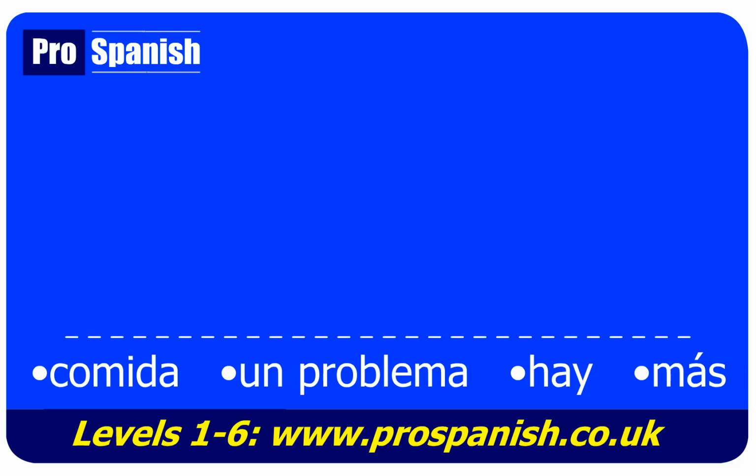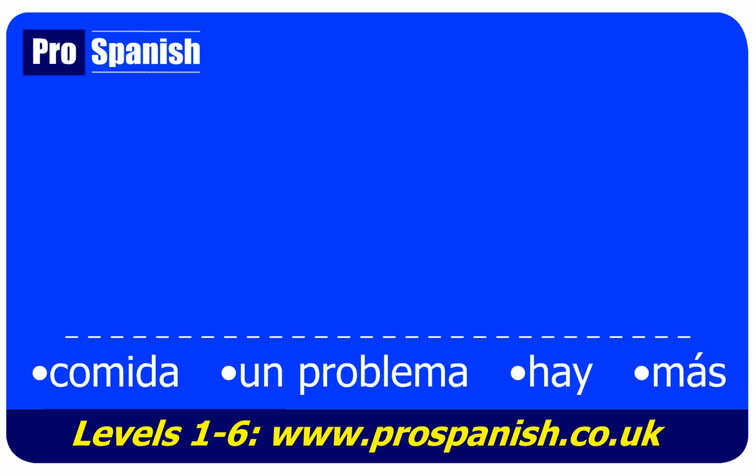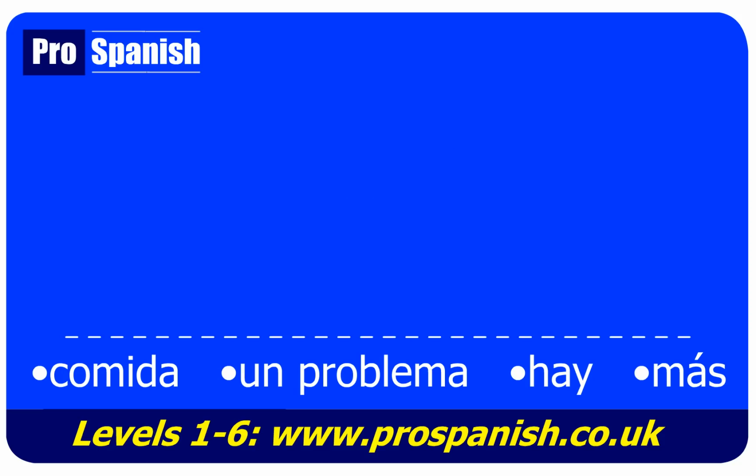So how would you say there is a problem? Hay un problema. There's a problem. How would we say there's food? So in English we would say there's some food, but in Spanish we don't use that some in that context. So there's food. What would that be? Hay comida. And you probably know to make a negative, we just use no at the beginning.